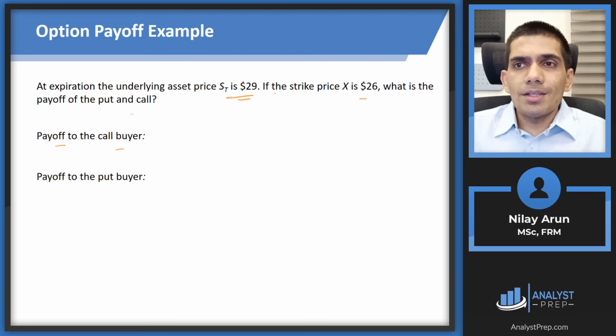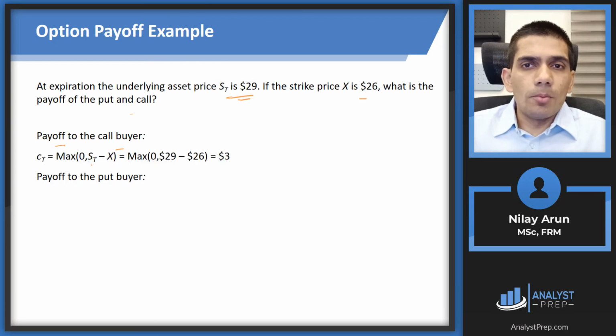So does it make sense to actually exercise this particular option? Remember, there's no option premium which we are using. Now, practically, what would you rather do? Would you buy something at 26 or would you buy something at 29? Obviously, you'd like to buy at 26, which means it makes sense to go ahead and exercise the option. Now, if you exercise, that means how much are you saving? Instead of paying 29, you pay 26. So your payoff becomes $3.